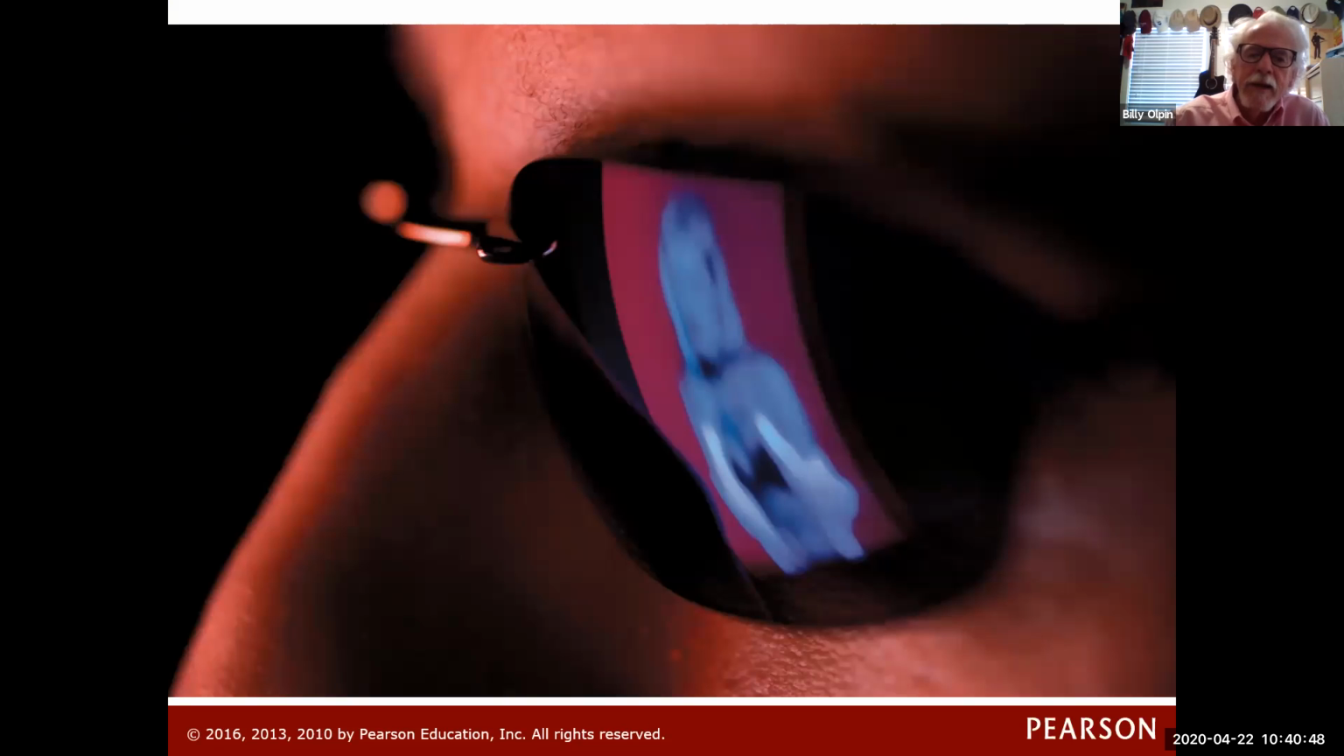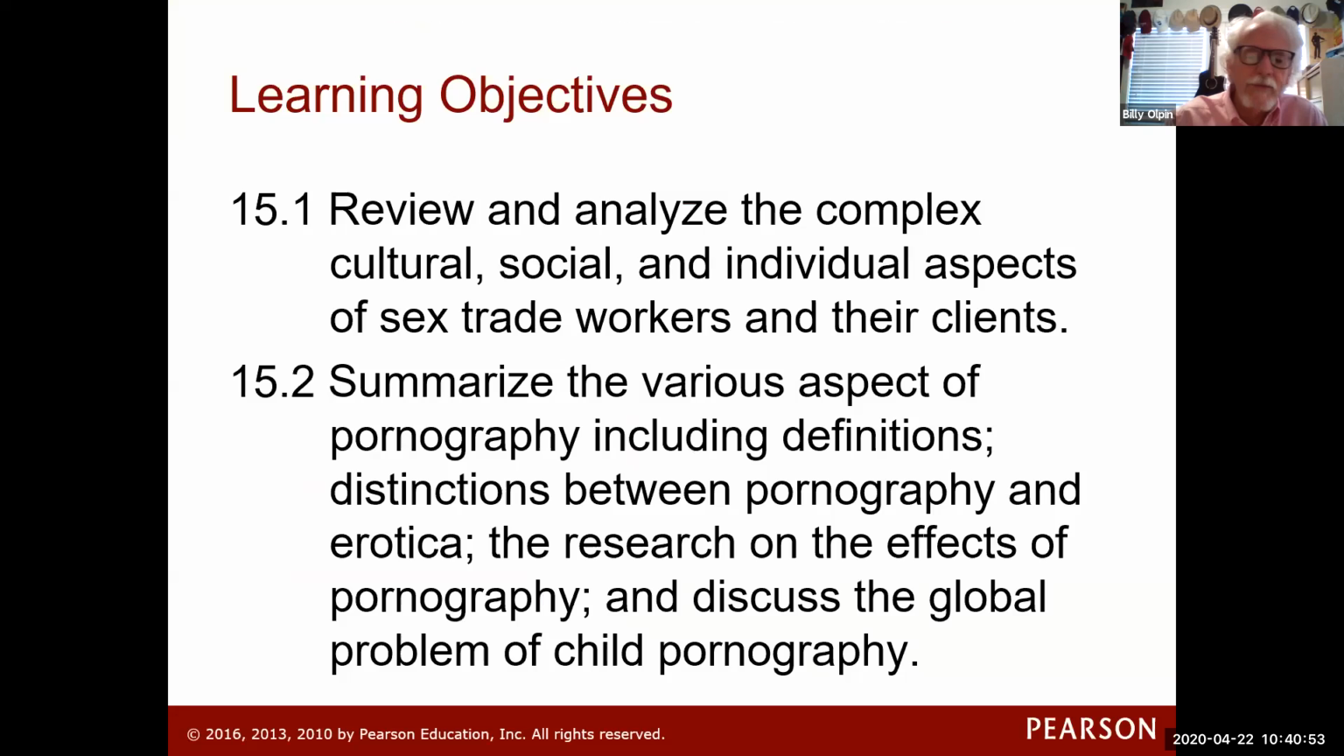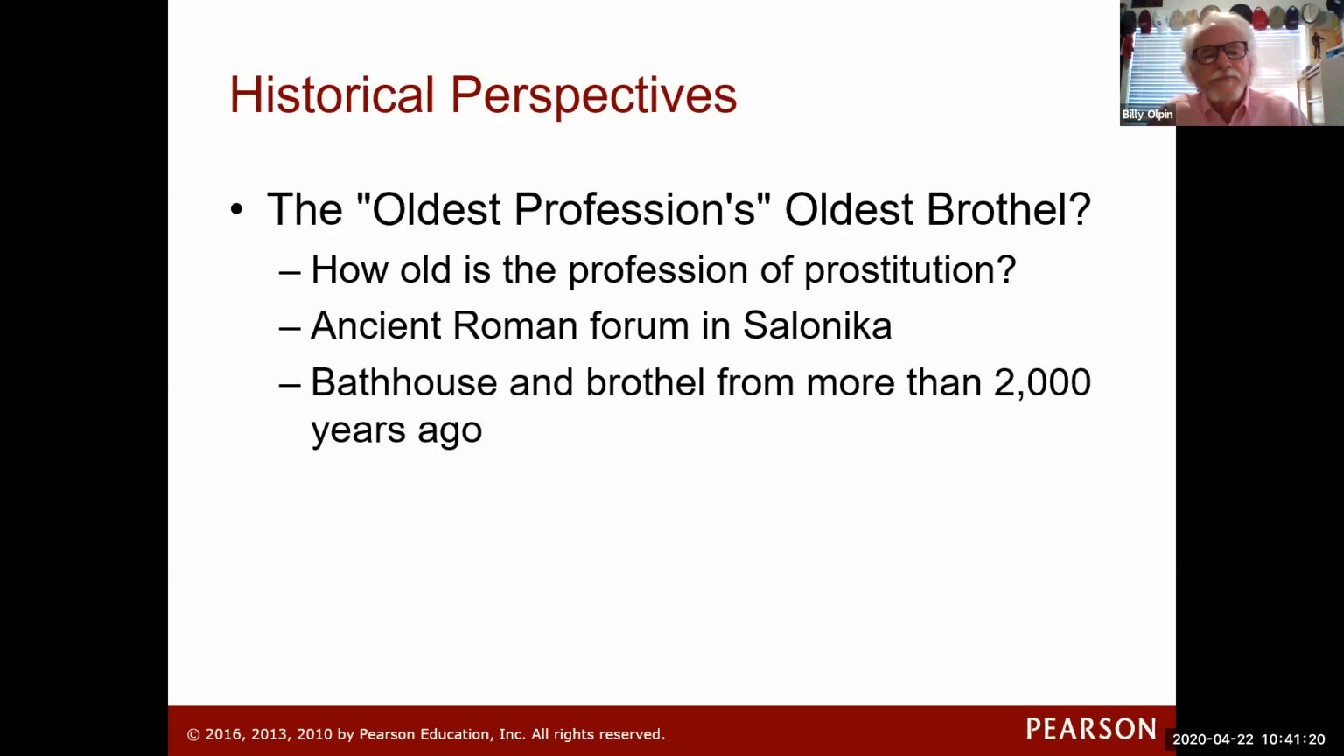There's a nice photo array, but not necessarily why it's included. So we will talk about the issues surrounding this and what this means. It's a very complex situation, of course. We'll talk about pornography and pornography versus erotica, and how pornography is around in various forms. We'll talk, and let's start with prostitution.